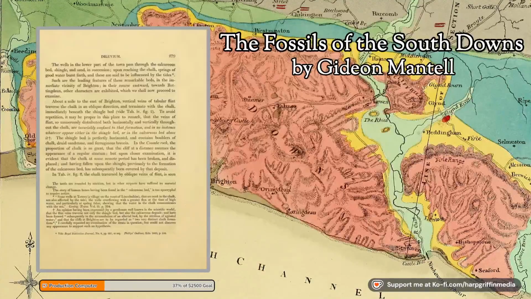Invariably confined to that formation, and in no instance whatever appear either in the shingle bed or in the calcareous bed above it. An opinion having been expressed by a gentleman well known in the scientific world, the flint veins traverse not only the shingle bed, but also the calcareous deposit, and have been formed subsequently to the accumulation of an alluvial bed by the attrition of agitated water, and that the cliffs at Brighton are to be regarded as two very distinct chalk formations. I carefully repeated my examination of the strata in question, but could not discover any appearance to support such a hypothesis.